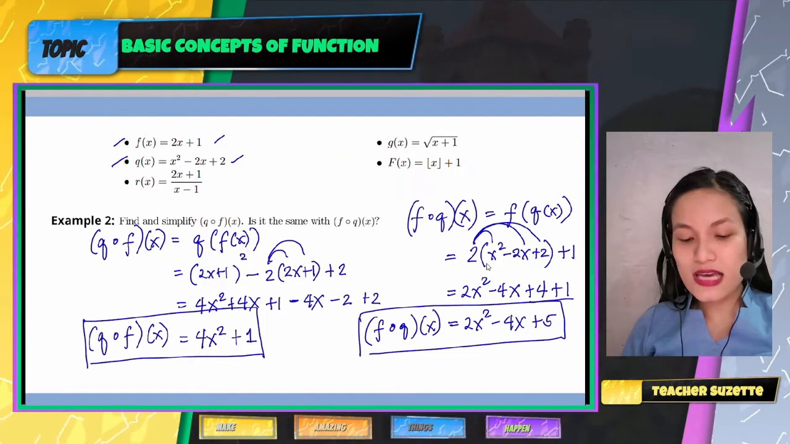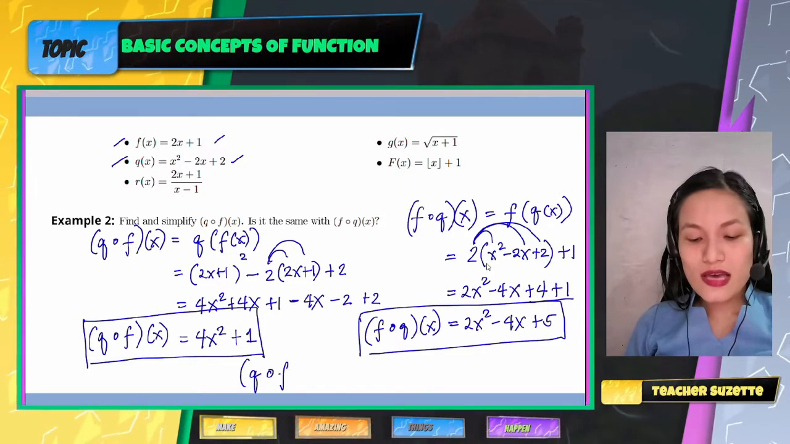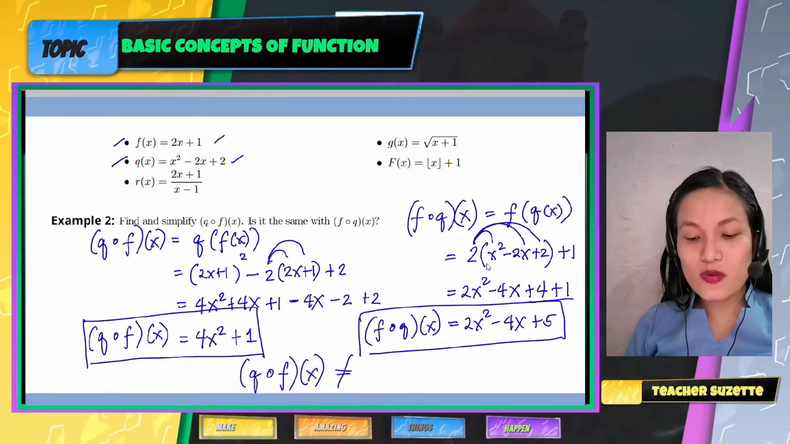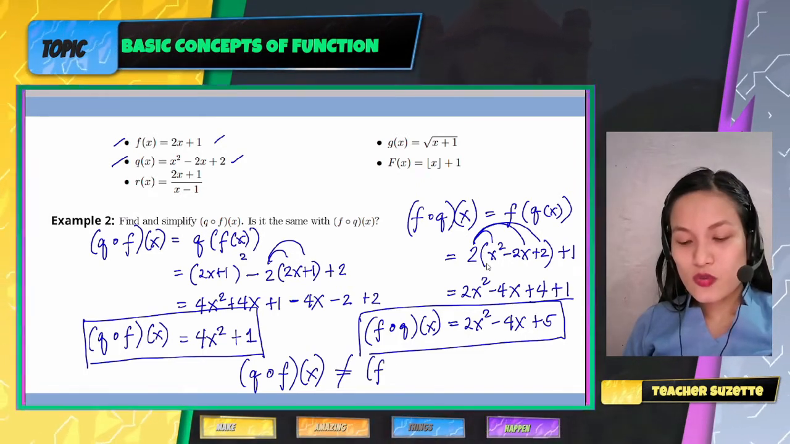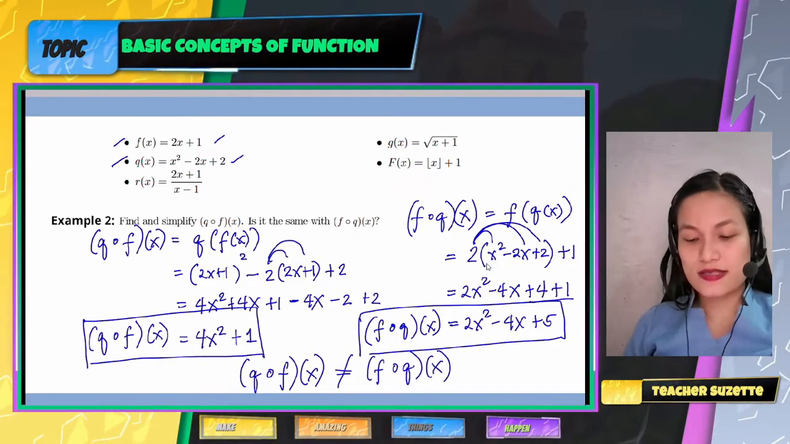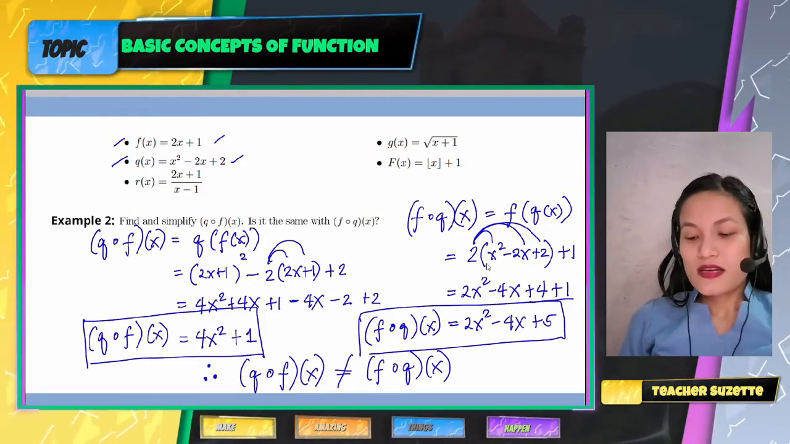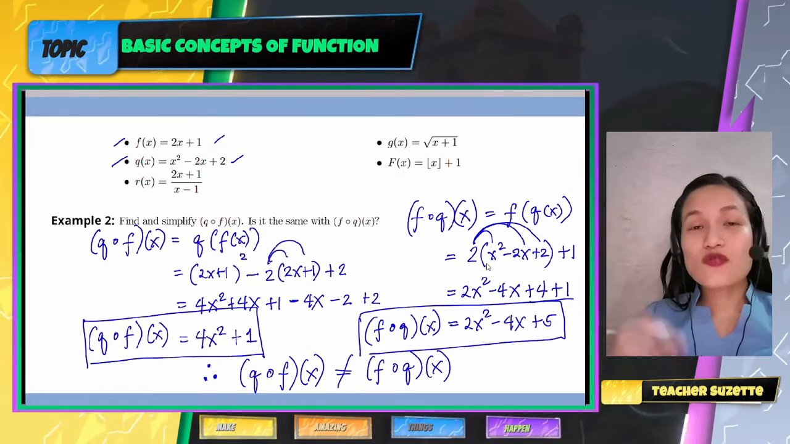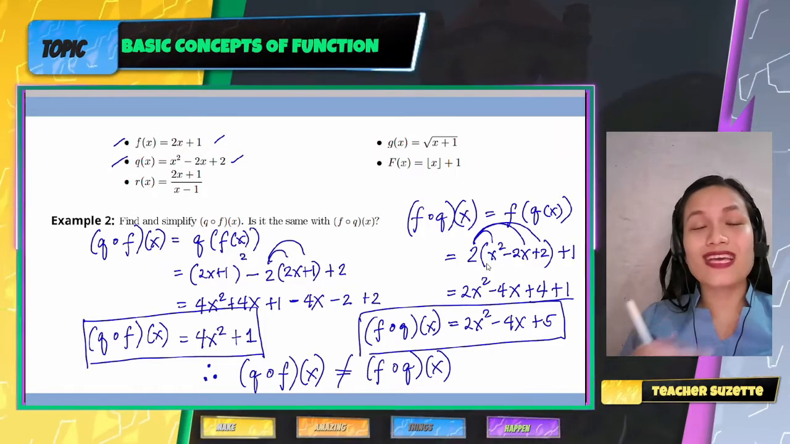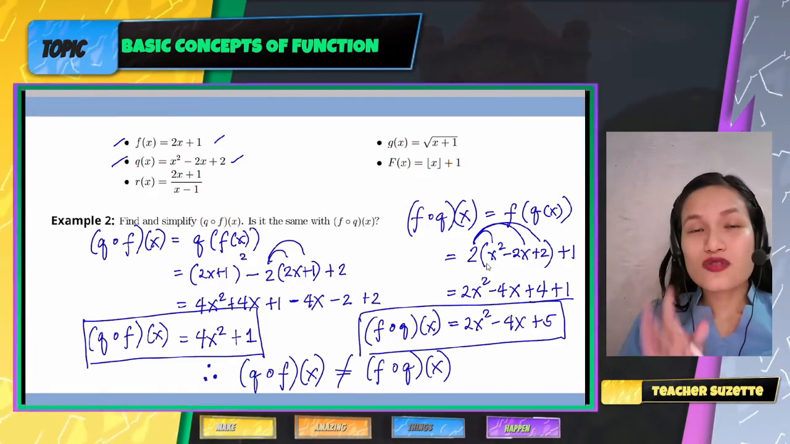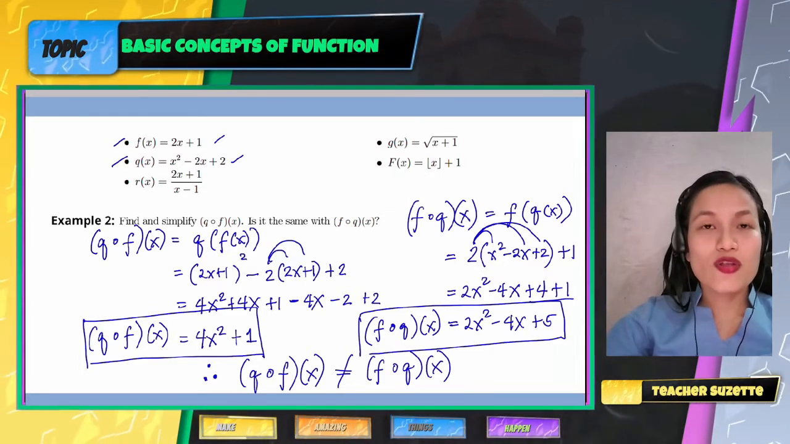So, obviously, we can conclude that the composite function of q with f of x is not equal with its inverse na f with q of x. Ayan. Diba? Obviously naman, dun sa ating example number 2, you can really conclude that when you compute or when you evaluate and find or simplify each function, you can get two solutions. So that's it po for our example number 2.